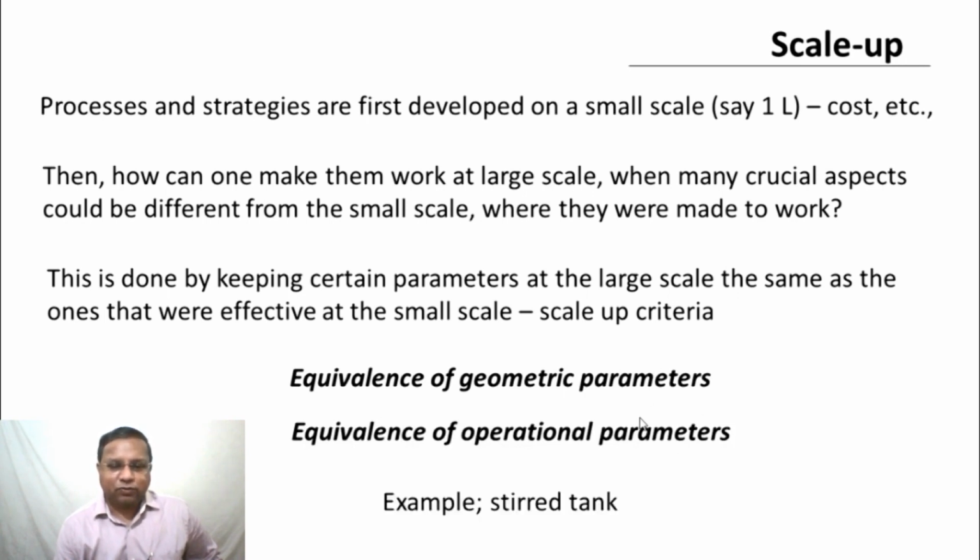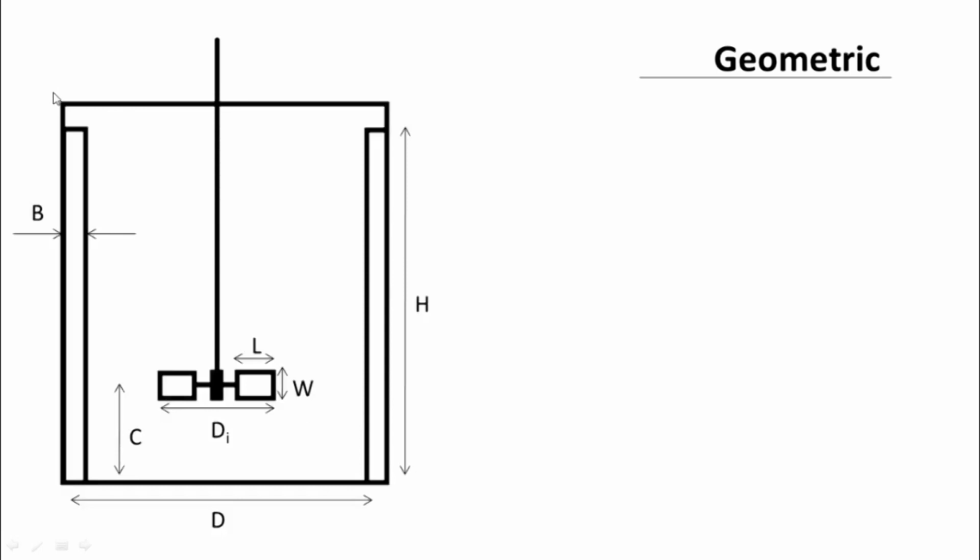And to look at the very surface level information on these, let us take the example of a stirred tank. First, the geometric similarity. When there is a stirred tank, this is the stirred tank, the rectangle, actually it is a cylinder. This is the impeller, and this is the impeller shaft, impeller blades. The various dimensions are given here.